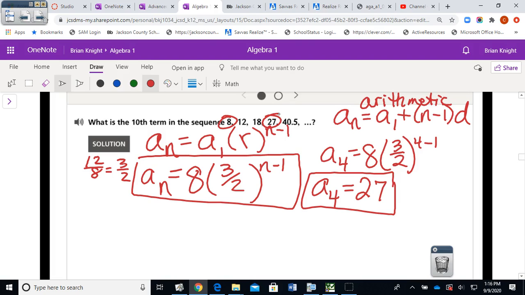Because to use the recursive formula, if I want the 100th term, guess which term I got to know? The 99th. And if I don't know it, I got to get the 98th. So the recursive formula is not very good to find a specific term. You need the explicit formula to do that. It helps to know both, and we're going to go back and forth.